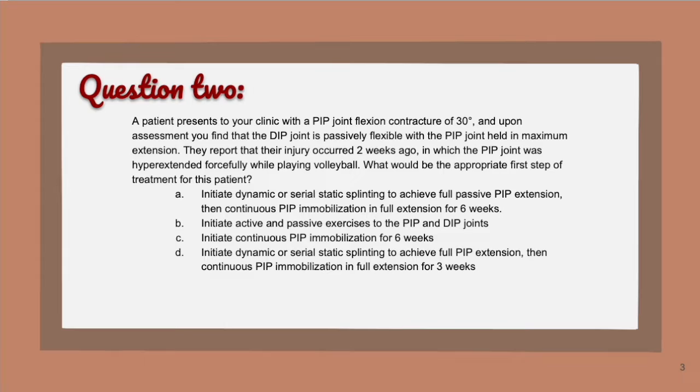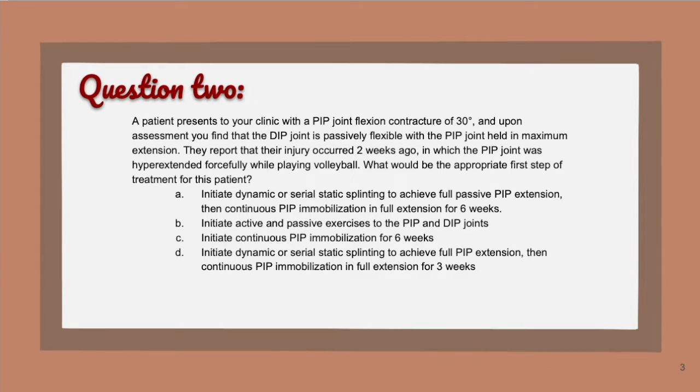A. Initiate dynamic or serial static splinting to achieve full PIP passive extension, then continuous PIP immobilization in full extension for 6 weeks. B. Initiate active and passive exercises to the PIP and DIP joints. C. Initiate continuous PIP immobilization for 6 weeks. D. Initiate dynamic or serial static splinting to achieve full PIP extension, then continuous PIP immobilization in full extension for 3 weeks.